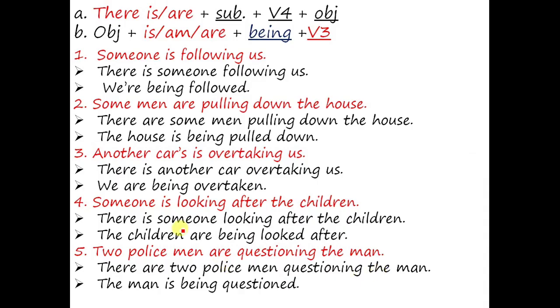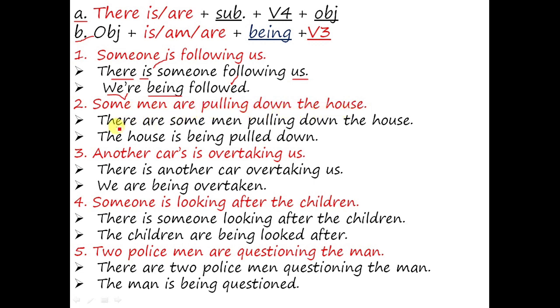Similarly, let's do some of the questions that are given in unit 6, and we are changing them into two, using there is or there are, subject V4 plus object, or passive: object, is, am, are, and then being plus V3. Someone is following us. In the given question there is, so use the same auxiliary verb. There is someone following us, and make it passive. Here the object us, bring it to the position of subject. We takes are, we are, this is continuous, therefore being, and then V3, following, followed. We are being followed.